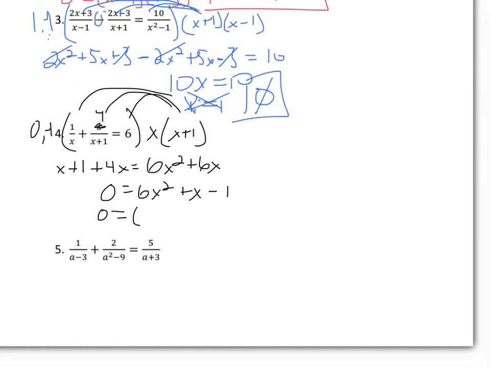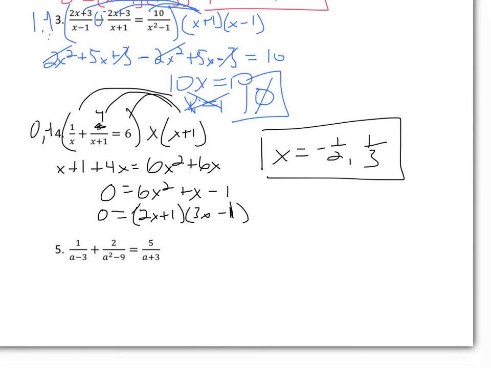When we factor this, we know we're going to need a 2x and a 3x. And we're going to need a plus 1 and minus 1. The plus needs to go with the 3, so it'll look just like that. So our two solutions here are going to be x equals negative 1/2 or positive 1/3. Neither of those are 0 or negative 1, so those are our solutions.